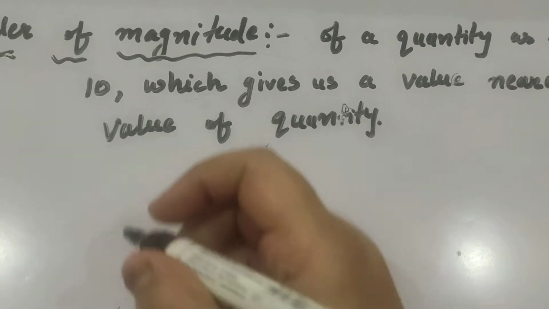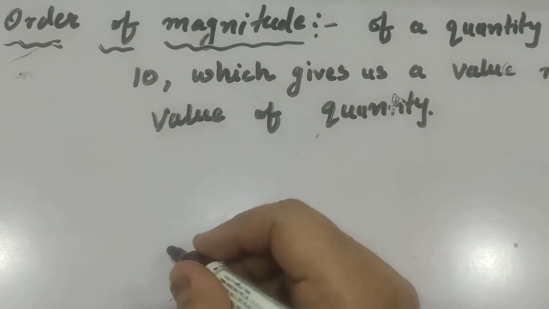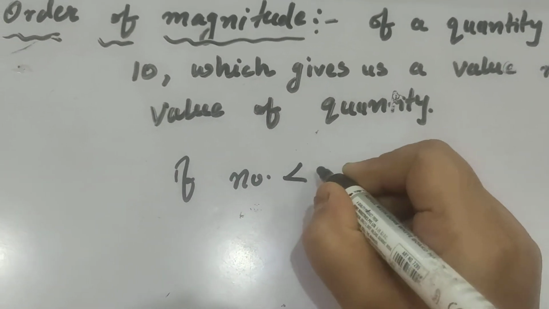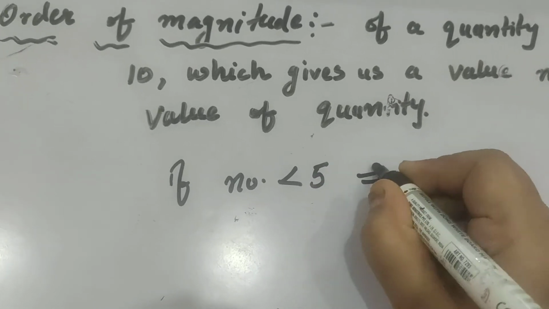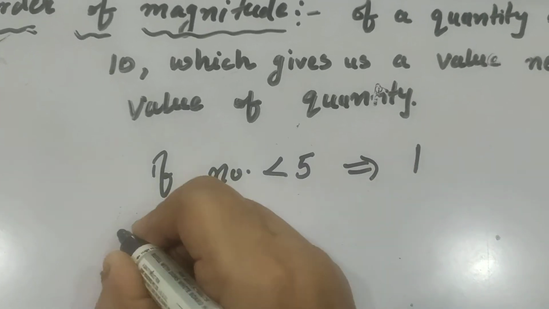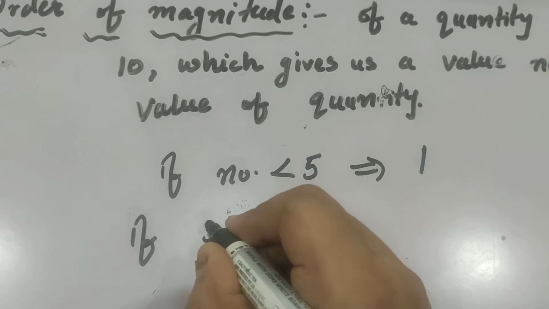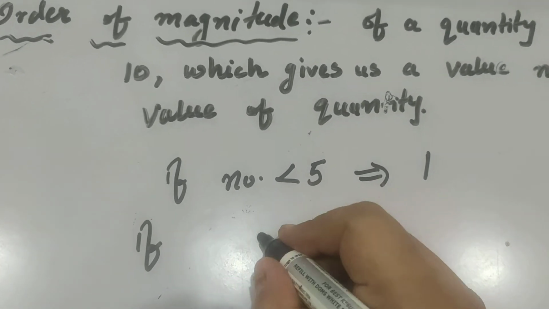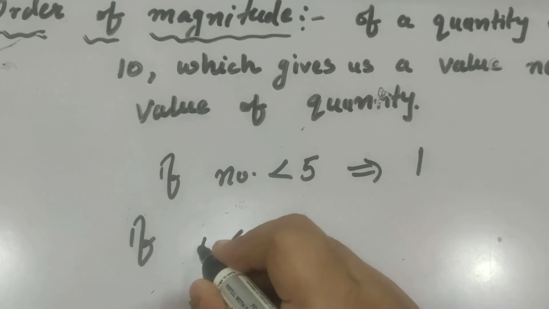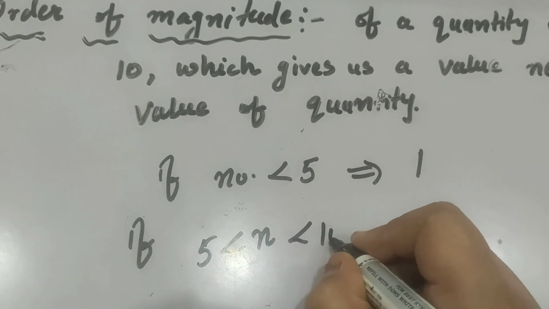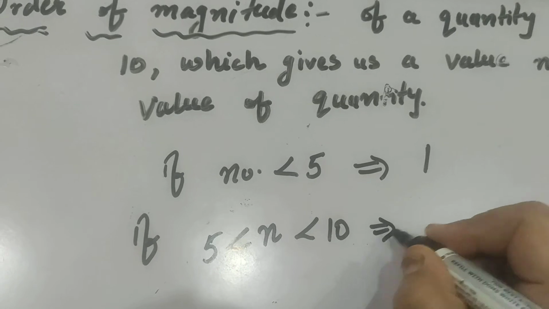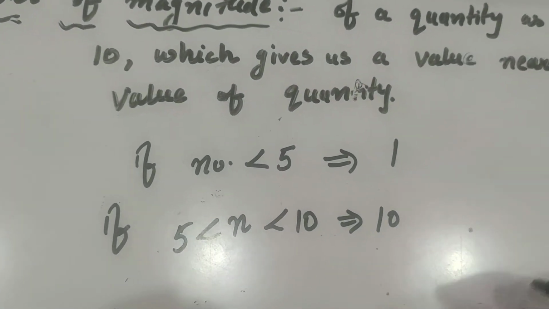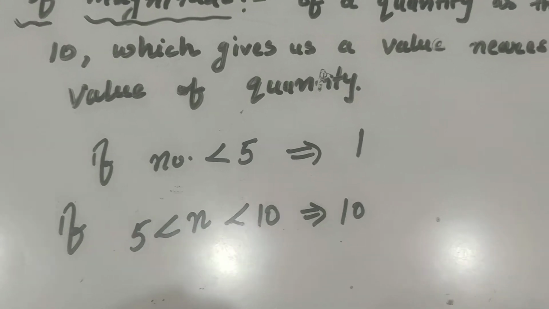To understand this, there is one basic rule: if a number is less than 5, then that number is treated as 1, and if a number lies between 5 and 10, that is, it is greater than 5 but less than 10, in that case that number is treated as 10, right? So now, how do we write this number in powers of 10?